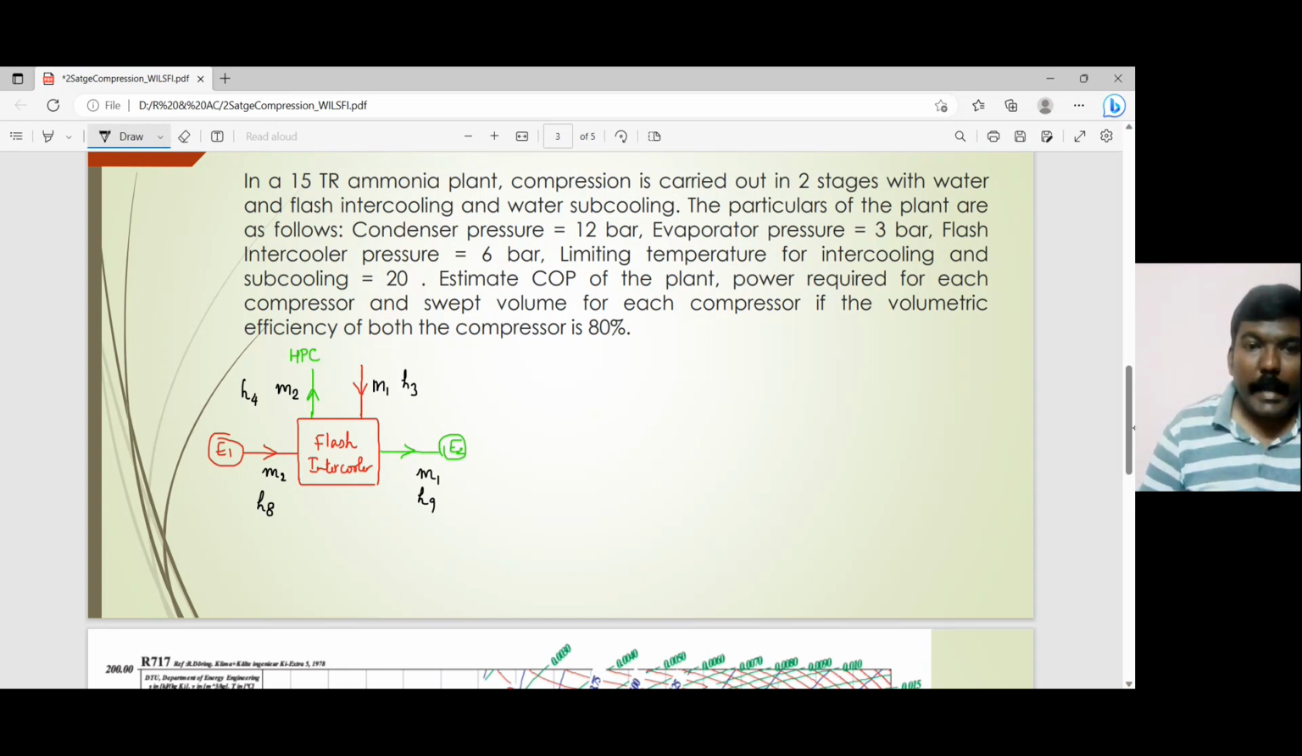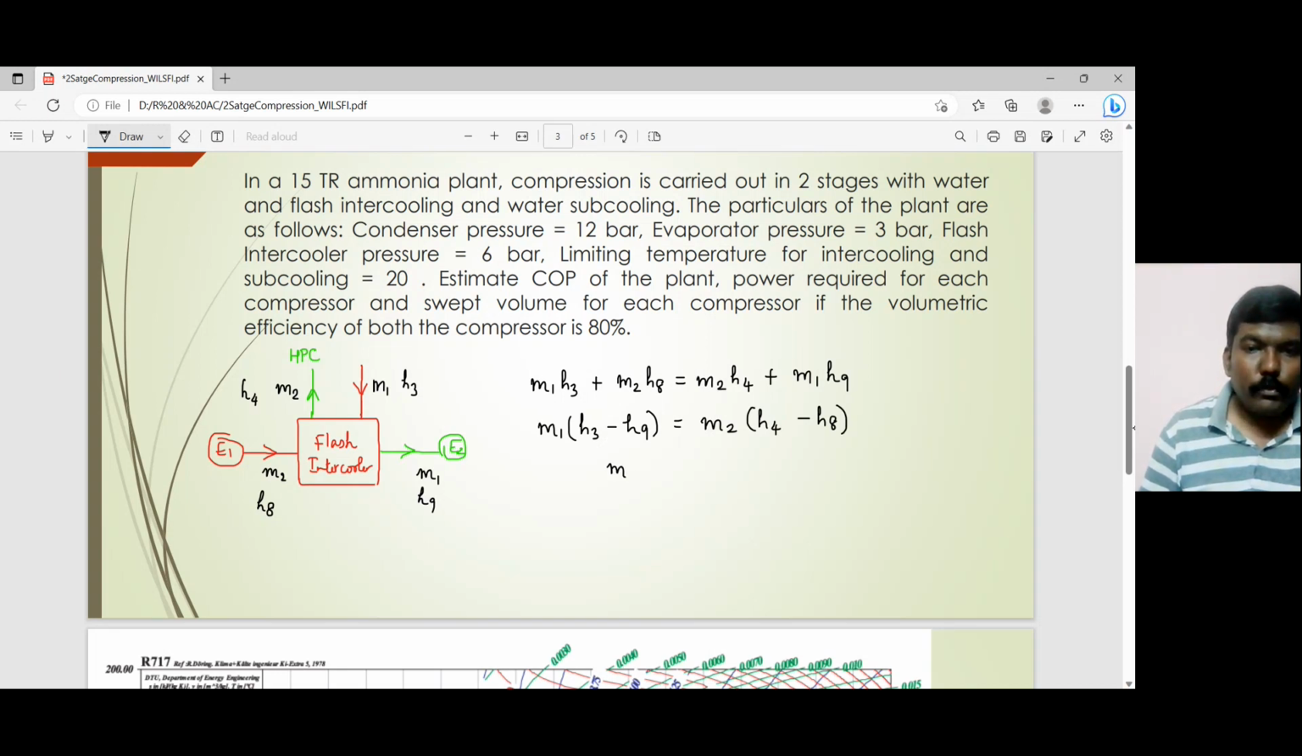Okay, so now if you write an energy balance for this flash intercooler, so at the entry you have two entries which are marked with the red arrowheads. So M1H3 plus M2H8, that is equal to M2H4 plus M1H9. So if I have M1 on one side, M1 times (H3 minus H9) is equal to M2 times (H4 minus H8).